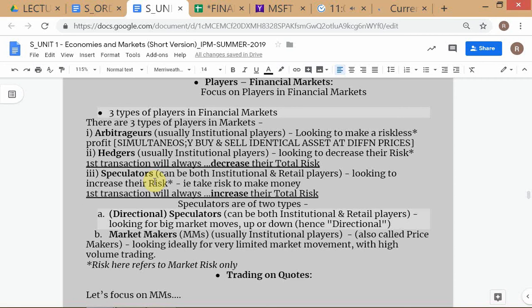Now let's come to speculators, and why am I distinguishing between two types of speculators? You can see easily that in both examples, the example I gave for Tarun and for myself, when we bought ITC and TCS, we have increased our risk. The first transactions have increased our risk. So we are speculators. Now why would I actually say that in both these cases we are directional speculators? Okay, why are we saying this?